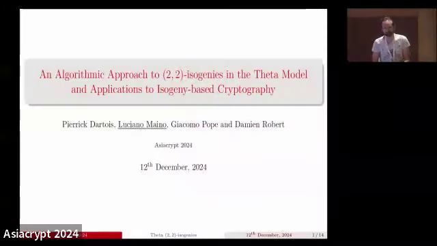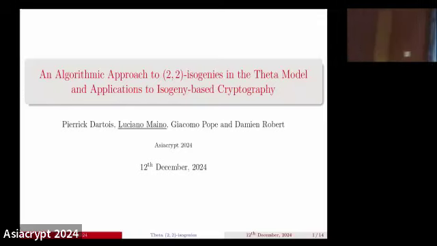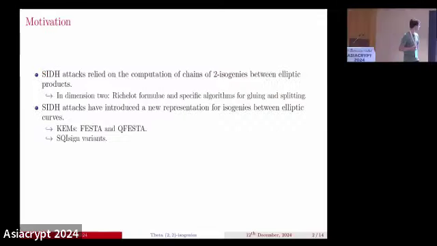The first one will be delivered by Luciano, who will talk about an algorithmic approach to 2-2 isogenies in the theta model, and applications to isogeny-based cryptography, because we are in the isogeny session. This is joint work with Pierrick Bertois, Giacomo Pope, and Damien Robert. So, okay, let me start.